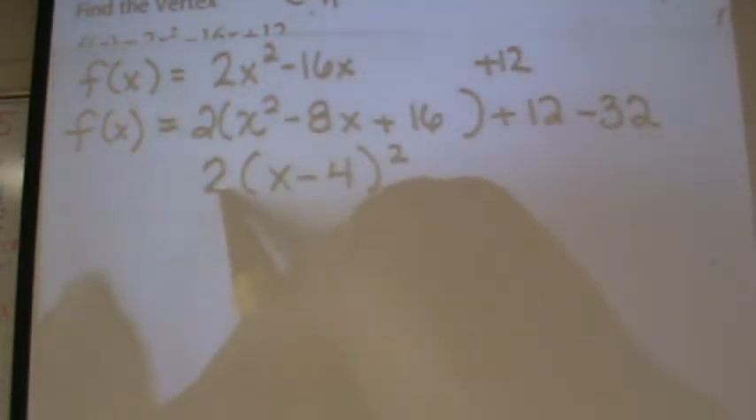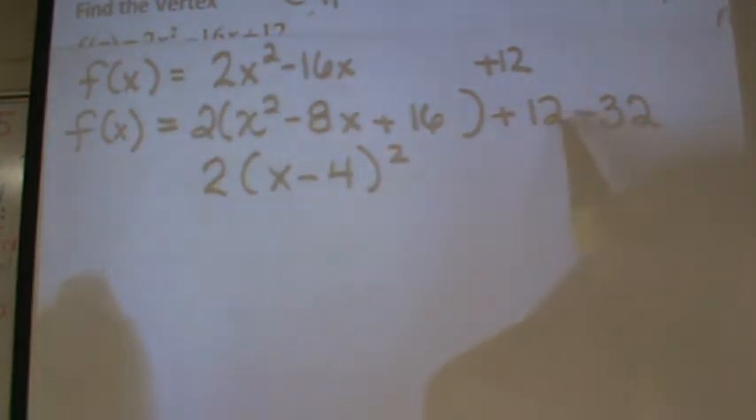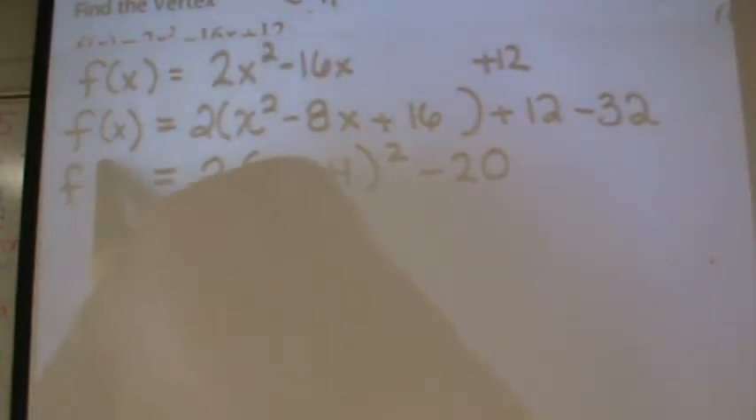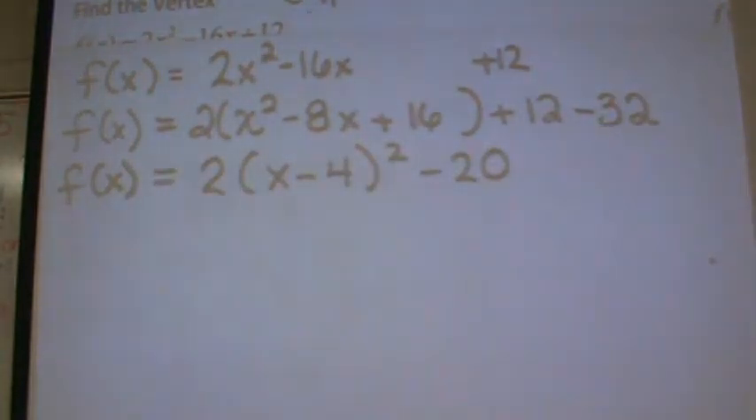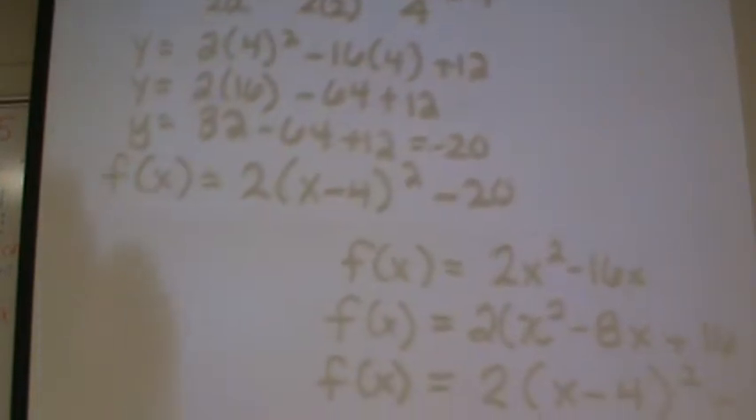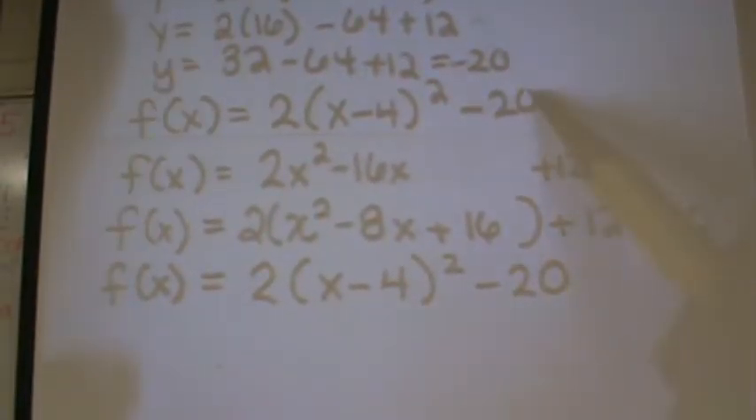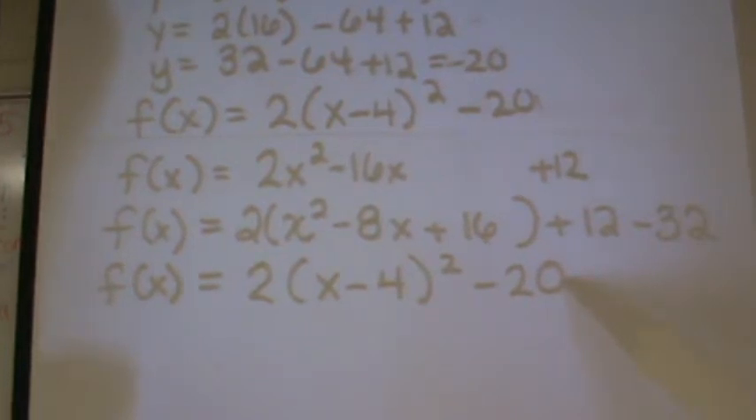Bring the 2 down, that's your a value. And what is 12 minus 32? Negative 20. Now, is this the same answer that we got doing it the other way? Do they match? They sure do. This and this matches. So you have 2 options.